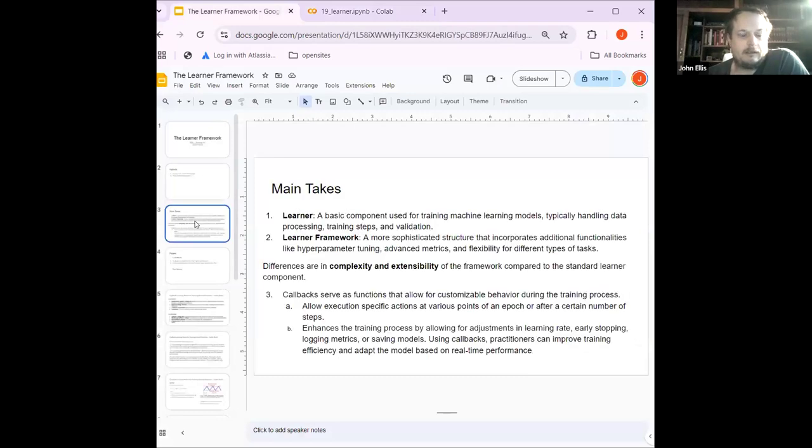So the main takeaway on the code, what we're looking at, is the learner, which is just the basic component of training machine learning models, which is typically data processing, training steps, validation. Now we're starting to put it more into an actual framework to provide additional functionalities, which includes hyperparameter tuning, advanced metrics, flexibility. And a lot of the papers go into how the learning rate impacts the overfitting, underfitting, and how these hyperparameter tunings are very important for model accuracy moving forward. Really, difference, complexity, extensibility.